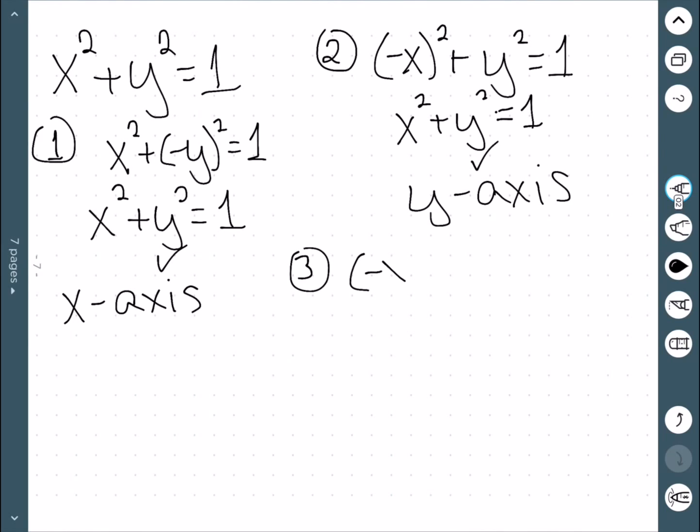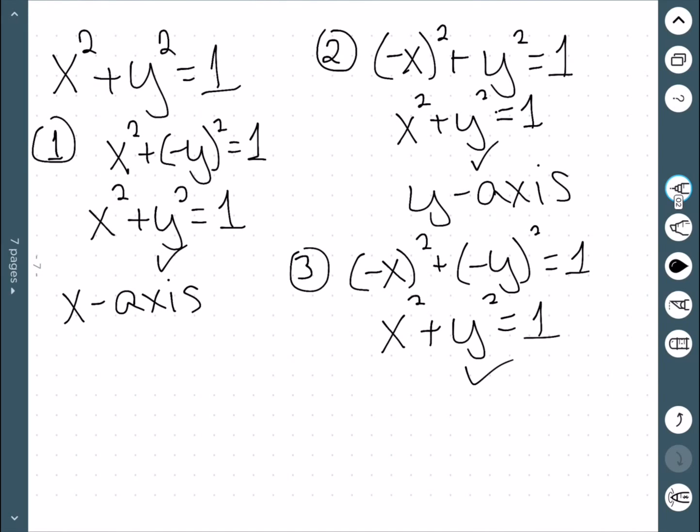The third step is to replace both x and y. When I do that, once again, I have x squared plus y squared equal to 1. So this has all three types of symmetry: x-axis, y-axis, and origin symmetry. Therefore, it is possible to have more than one type.